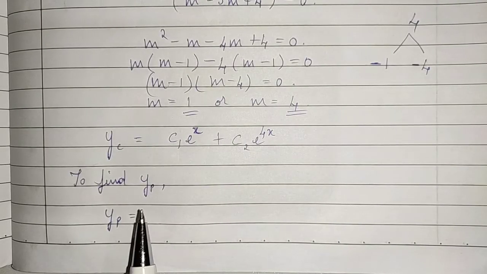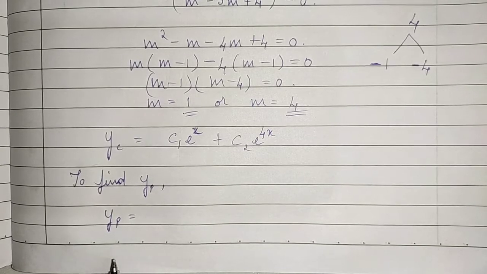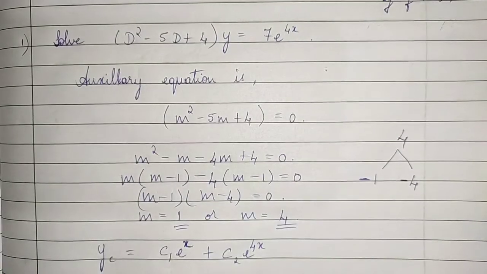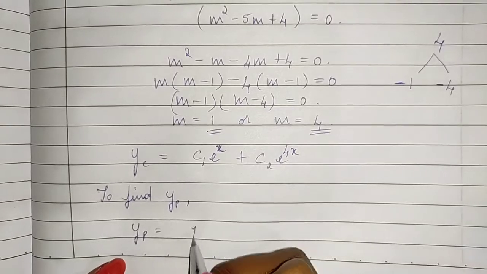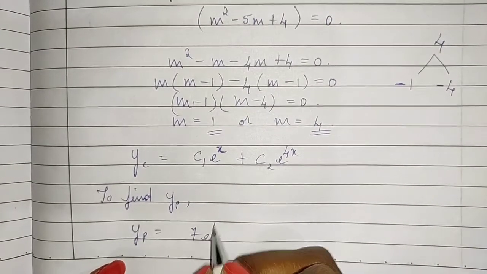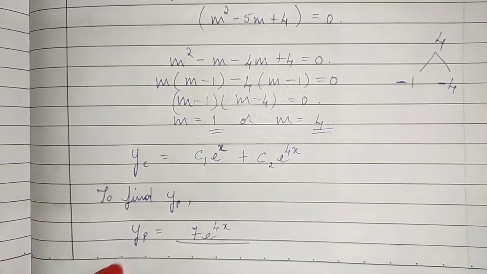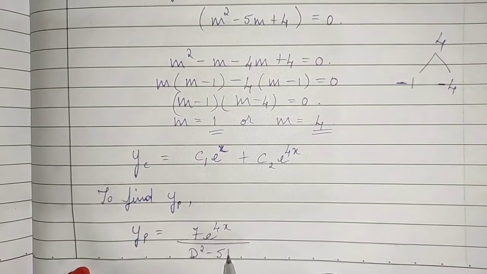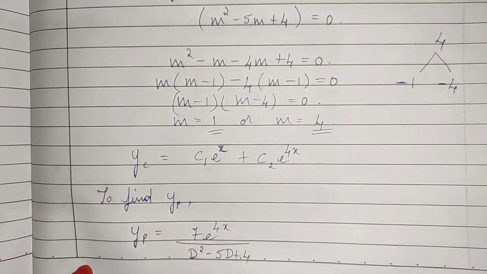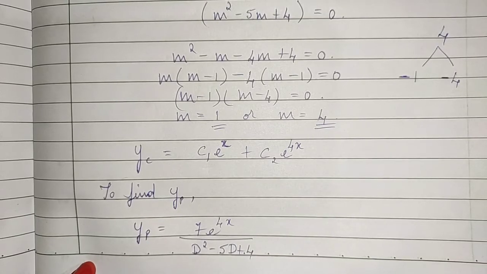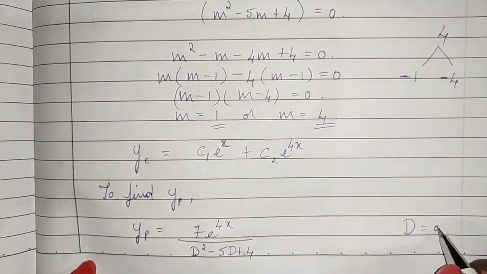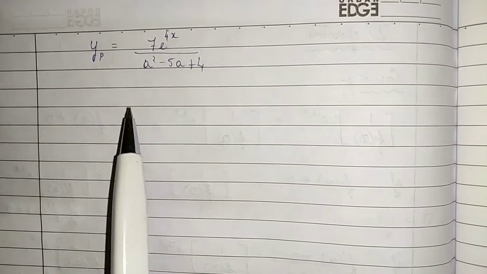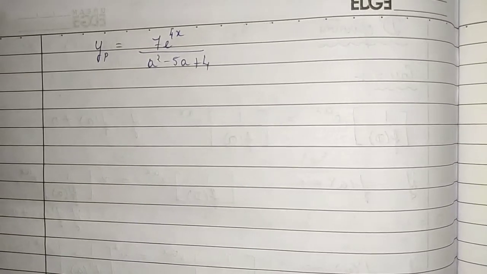Now to find yp, the particular solution, what you have after the equal to is 7 into e to the power of 4x. So we can write this as 7 into e to the power of 4x divided by the auxiliary expression with respect to D, that is D square minus 5D plus 4. In the place of D, we are substituting a.